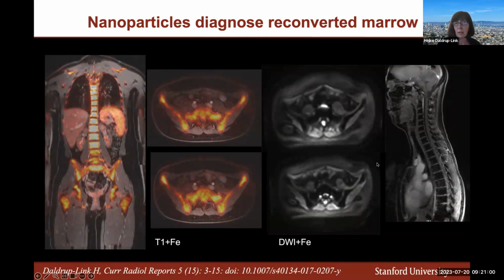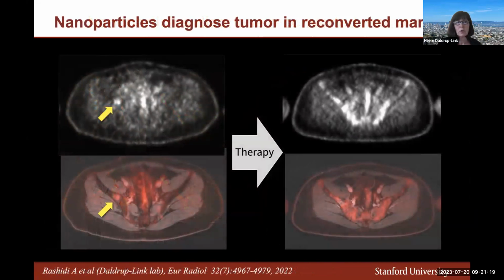Here you see the nanoparticle enhanced scan, and you see that the entire bone marrow showed uptake of nanoparticles, and we can confidently say that there are no focal lesions in the marrow here. So this can really help in cases of this very highly metabolically active marrow. Here you see an example of a case where this was clinically useful.